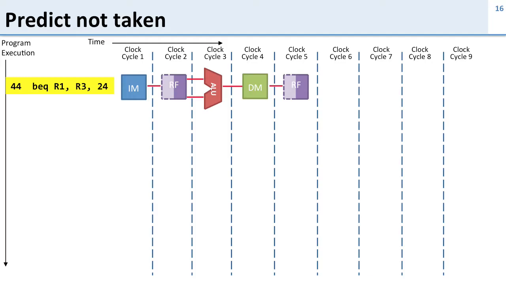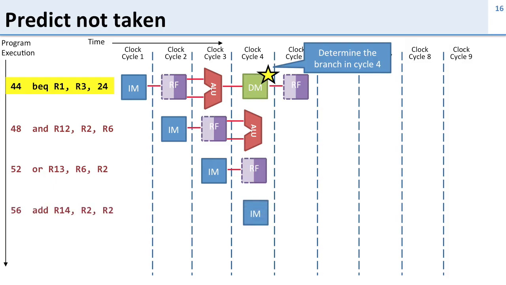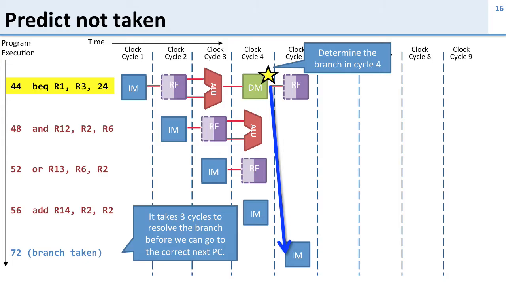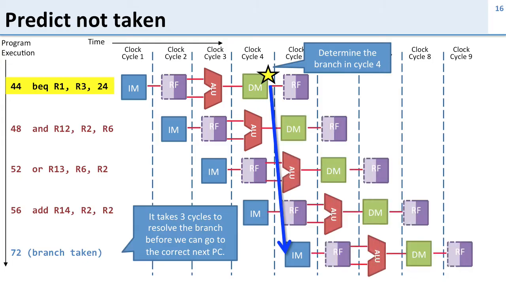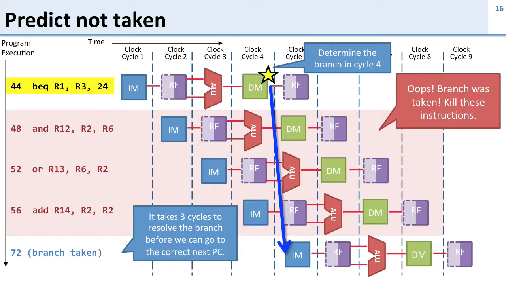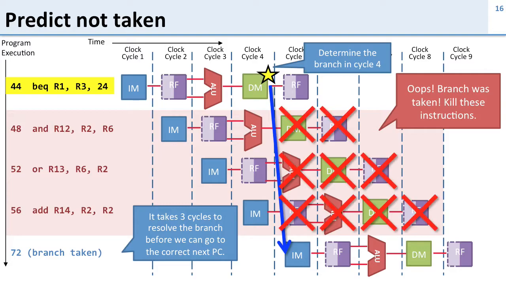So let's see how this works when we predict not taken. So here's our branch. We determine it in this cycle, but we're going to go ahead and execute a bunch of instructions, predicting that the branch is not taken. When we finally figure out what happened, we discover that the branch was taken. So now we've got all these instructions that we went ahead and executed, and they're wrong. So because the branch was taken, we need to kill these instructions. These are the wrong instructions for the program, and so we're going to go through and make sure that we kill all the instructions in the pipeline that were the wrong ones to execute. So this is what we have to be able to do in order to do branch prediction.